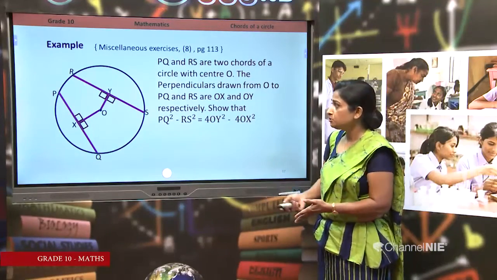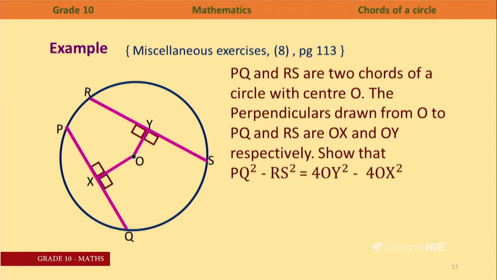Here we can see two chords, and to those two chords two perpendiculars have been drawn from the center. They meet the chords at the points X and Y. So OX and OY bisect the chord PQ at the point X, and bisect the chord RS at the point Y. So here we can apply the converse of the theorem.